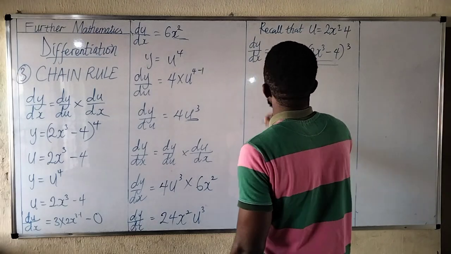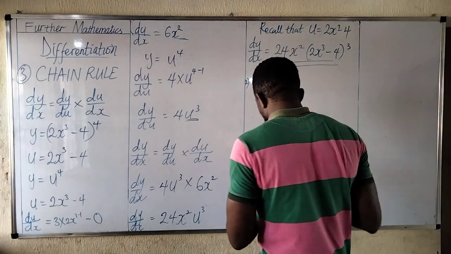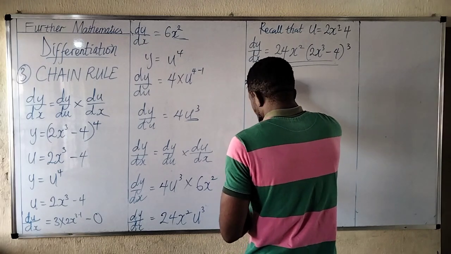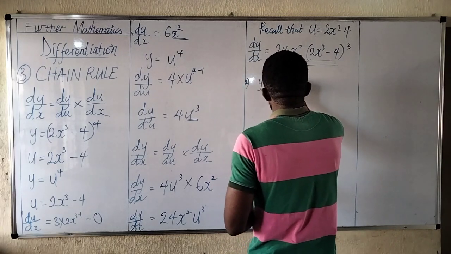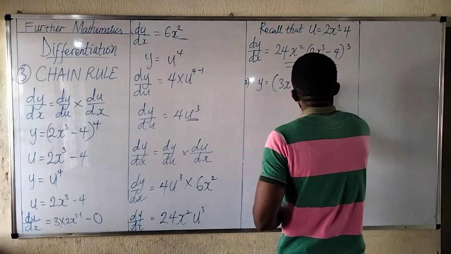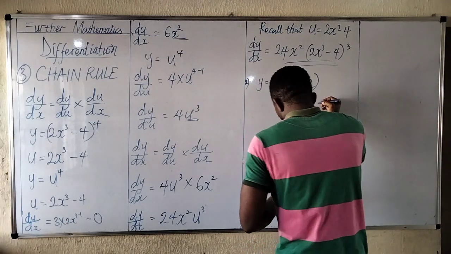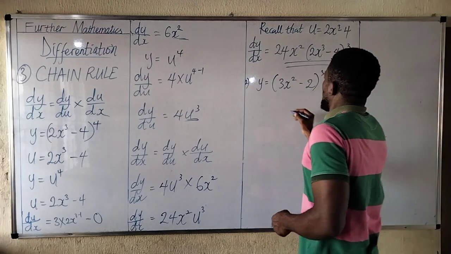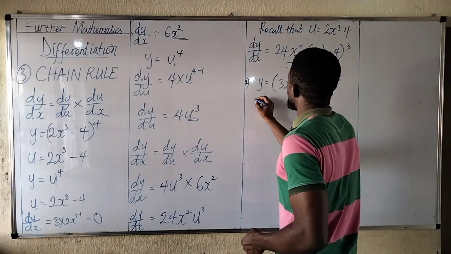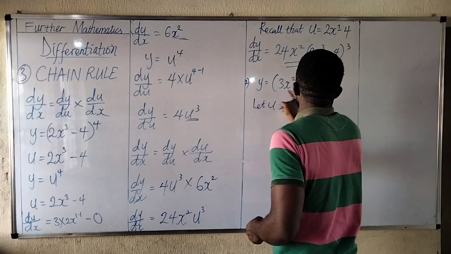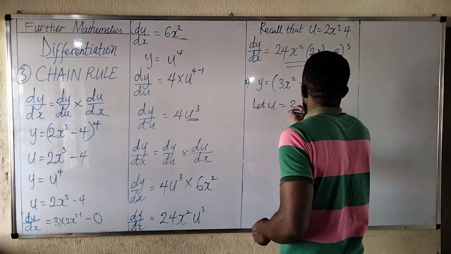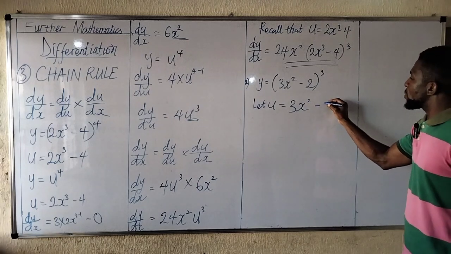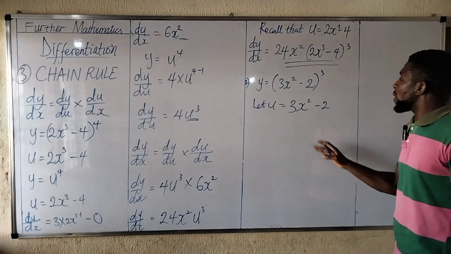So we go with question number 2. Question number 2 says we should differentiate with respect to x, y equal to bracket open 3x squared minus 2, all raised to power 3. This is the function we have. Alright, you know how we do it? Let our u be every term inside the bracket, which is 3x squared minus 2. That's what our u will be.